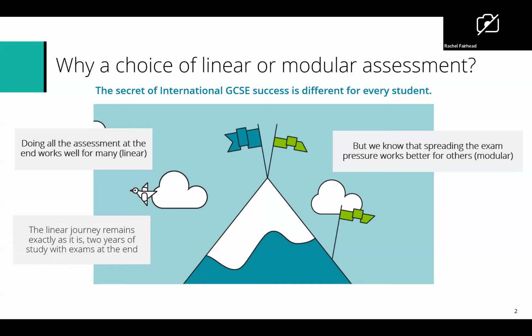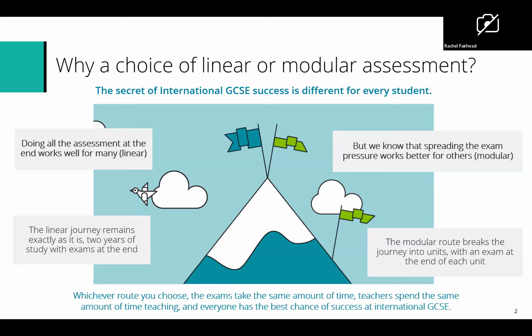The linear journey remains the same as it's always been, 2 years of study with exams at the end. The modular route, which is what we're focusing on today, is broken down into units. Essentially the idea is that with each unit, there's an exam at the end of each unit. And so what that allows is a breaking up of the different assessments.